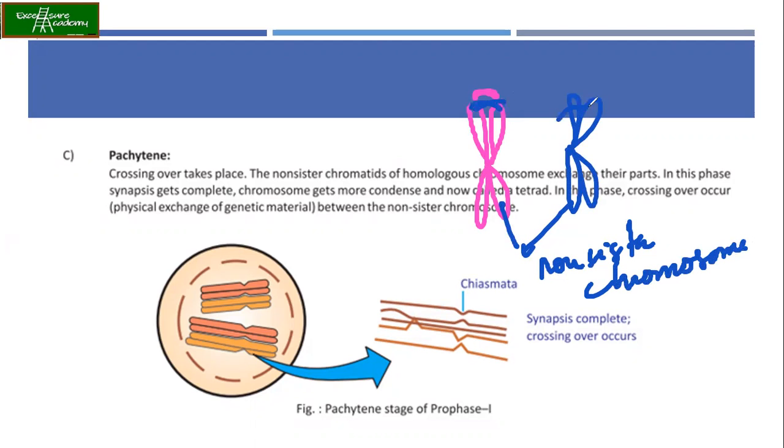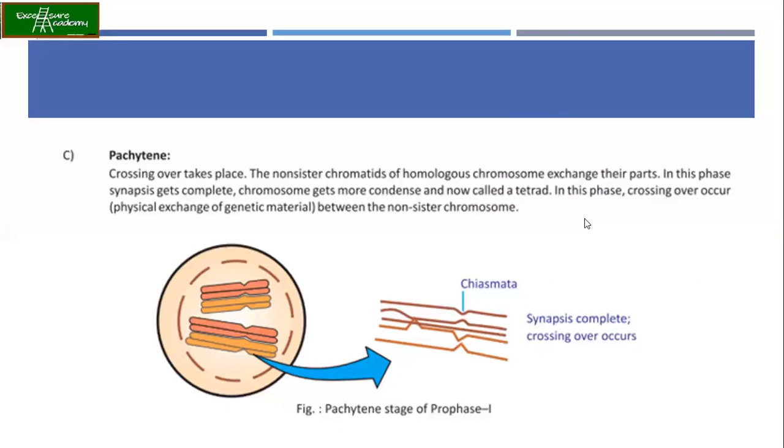They are called sister chromatids, and pink and blue will be called non-sister chromatids. Now, where this crossing over is taking place is called chiasmata. So synapsis is complete, and crossing over occurs in the pachytene stage of prophase 1 of meiosis 1.